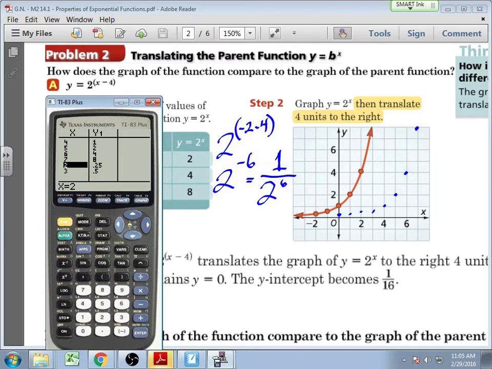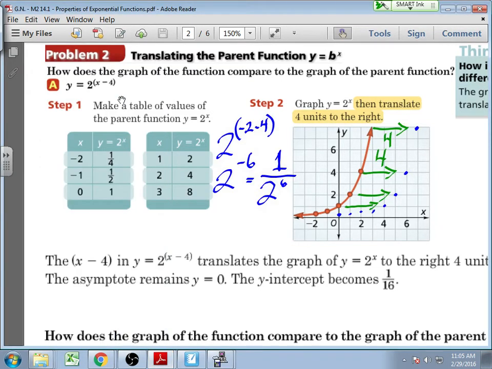So each and every one of these should be a shift of 4. So just remember, what happens in the exponent is counterintuitive. This shifts it right 4, even though it's minus 4, it shifts it right 4. It does the opposite of what you think it's going to do. Minus 4 shifts it right.